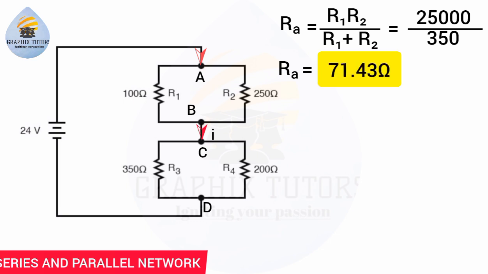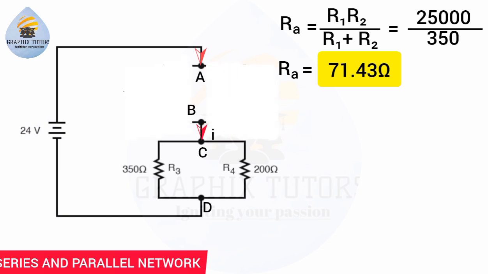So I'm going to remove all this resistance here, and it means that what will be remaining here will be what? RA. And RA is the 71.43 ohms. Are we together now?